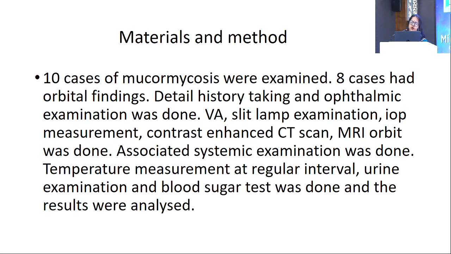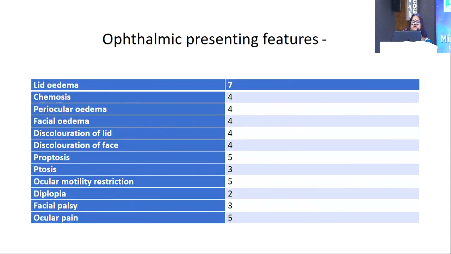Ten cases of mucormycosis were examined. Eight cases had orbital findings. Detailed history taking and ophthalmic examination were done, including visual acuity, slit lamp examination, intraocular pressure measurement, contrast enhanced CT scan, and MRI of the orbit. Associated systemic examination was also done, with temperature measurement at regular intervals, urine examination, and blood sugar test, and the results were analyzed.